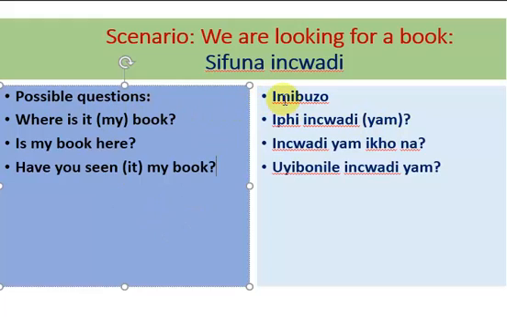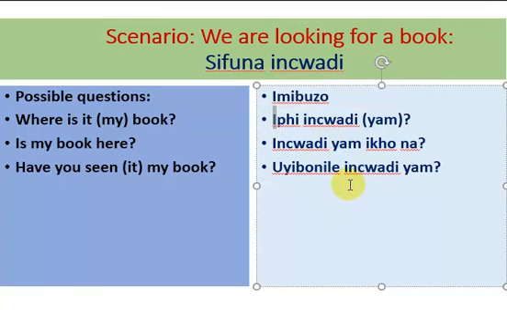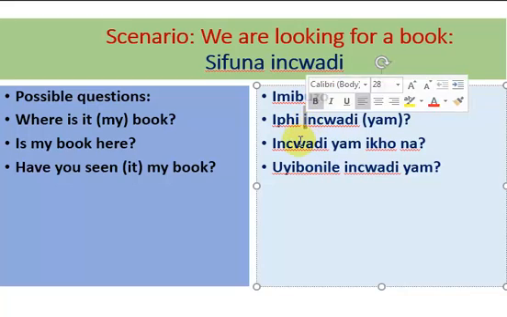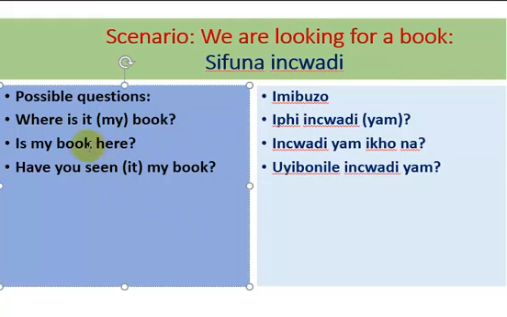So possible questions, imibuzo once more. Where is it, namely my book? EP, where is it? EP incwadi yam. And we use that I because of the I at the beginning of incwadi. EP incwadi. Is my book here? Incwadi yam ikhona. Is it here?